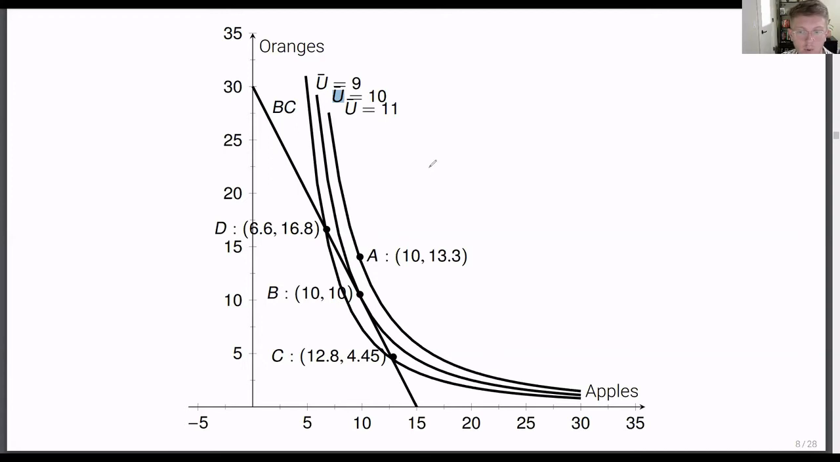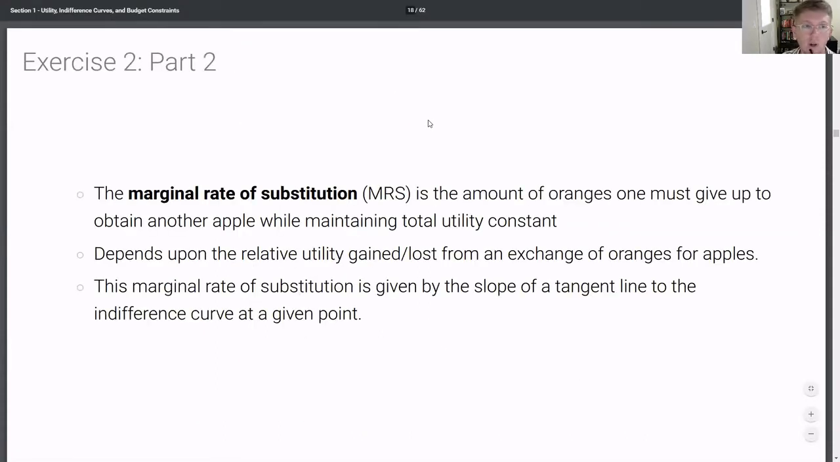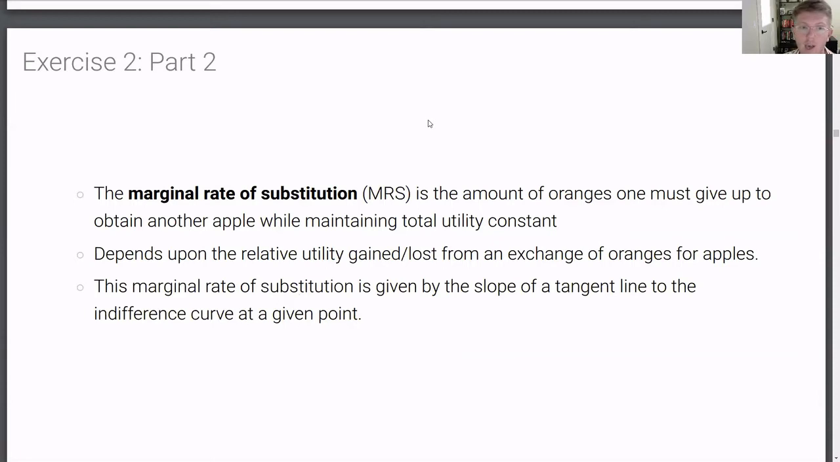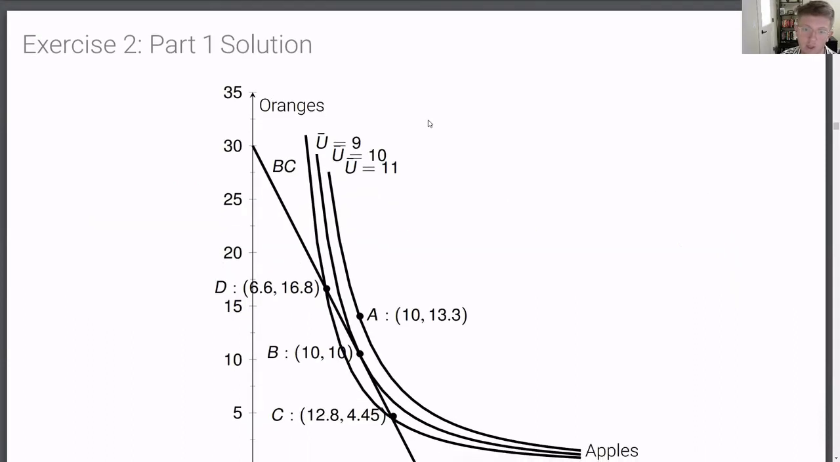Okay, so let's move on to the next point. Another definition that we have is the marginal rate of substitution. It's the amount of oranges that one must give up to obtain another apple while maintaining total utility constant. And so, of course, this is going to depend on the relative utility gained or lost from the exchange of oranges for apples. The marginal rate of substitution is just given by the slope of the tangent line to the indifference curve at any point. So what's the slope of the tangent line?